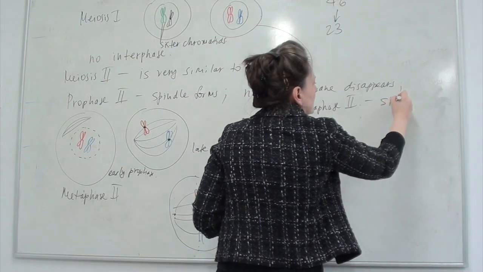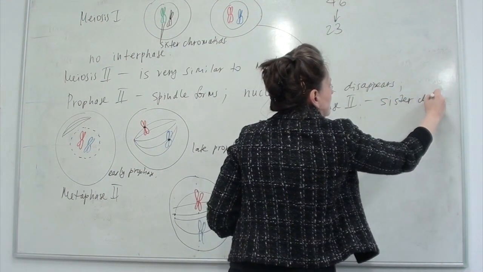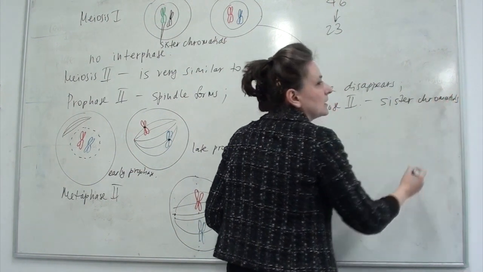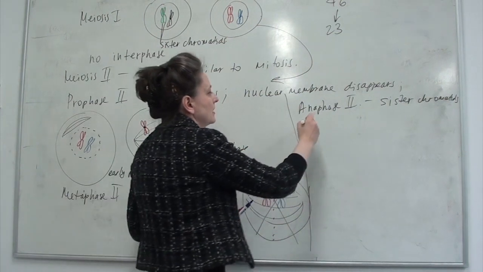So do we agree that sister chromatids separate? So we've gone from sister chromatids to daughter chromosomes. Yes, correct. So sister chromatids separate.